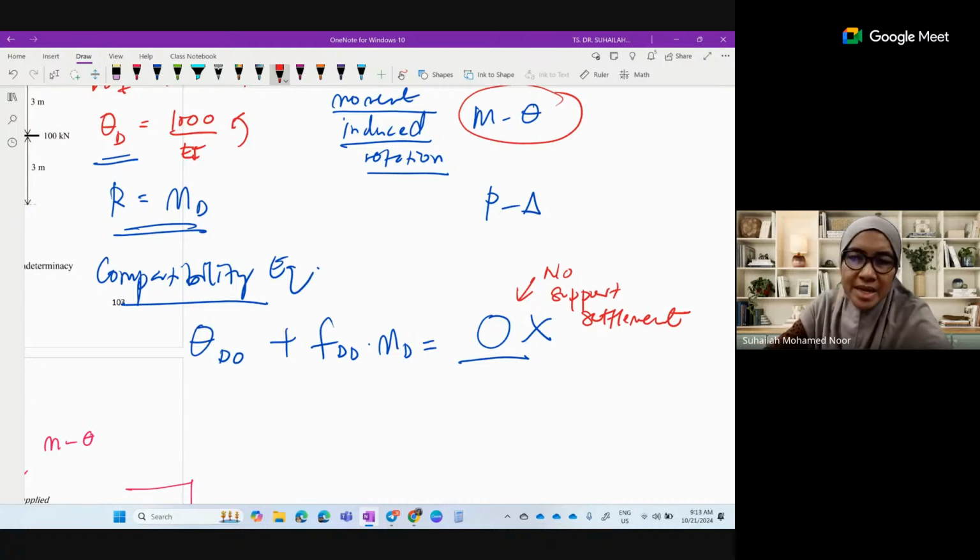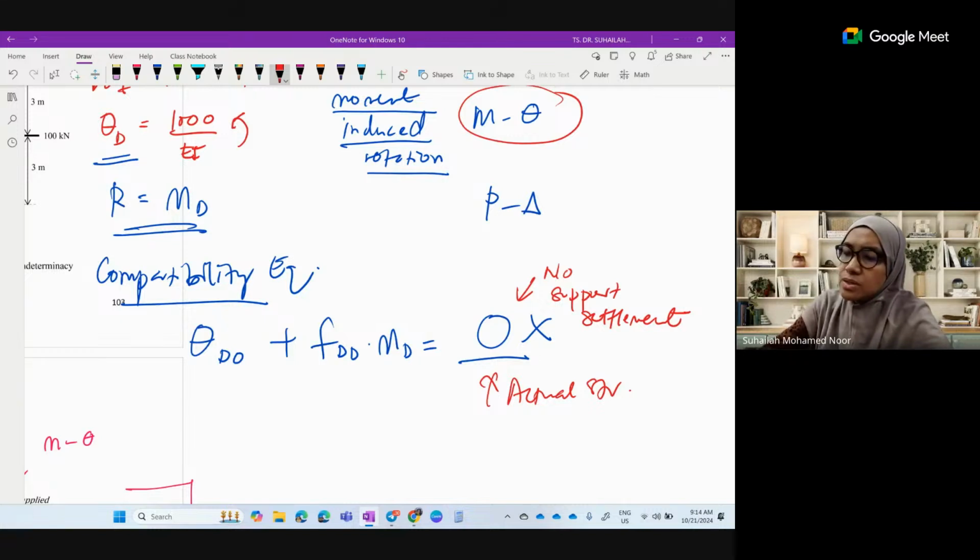P's partner is delta. This time rotation, because of moment induced rotation. So our equation will be rotation. So the compatibility equation: actual system here, actual structure. I bring it to the other side. Okay.